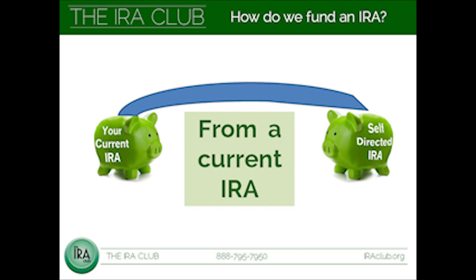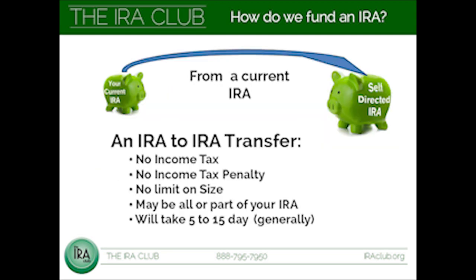The most common would be a current IRA that you already own. If you already own an IRA at another firm, you can transfer that into a self-directed IRA. And it doesn't matter the type of IRA that you may own. You may own a traditional IRA or a SEP IRA or a Roth IRA, or any type of IRA can be transferred into a self-directed IRA. These are called IRA to IRA transfers.